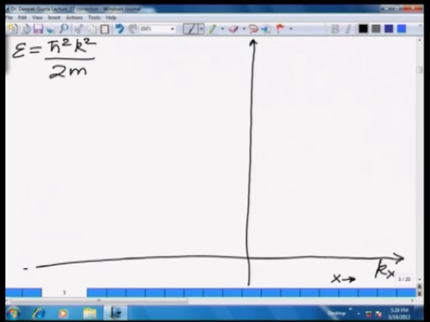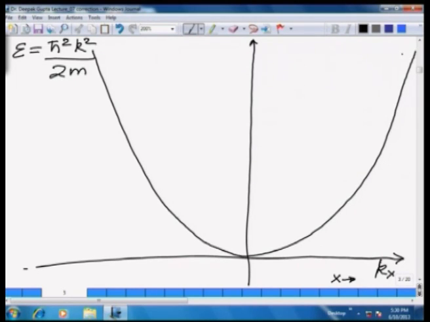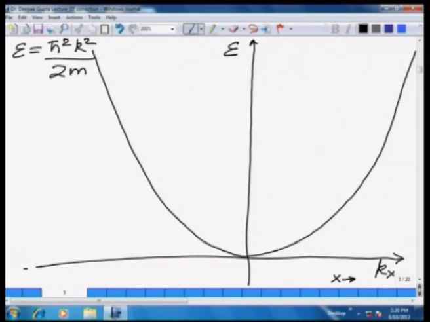Then in that case I can simply plot the parabola E versus k square like this. I can calculate, and this is the energy. So I can calculate E versus k as a parabola. Fine, that's because there is only one direction. But what I want to show you in this one dimensional case is that we need not plot this parabola all the way to plus infinity and minus infinity.